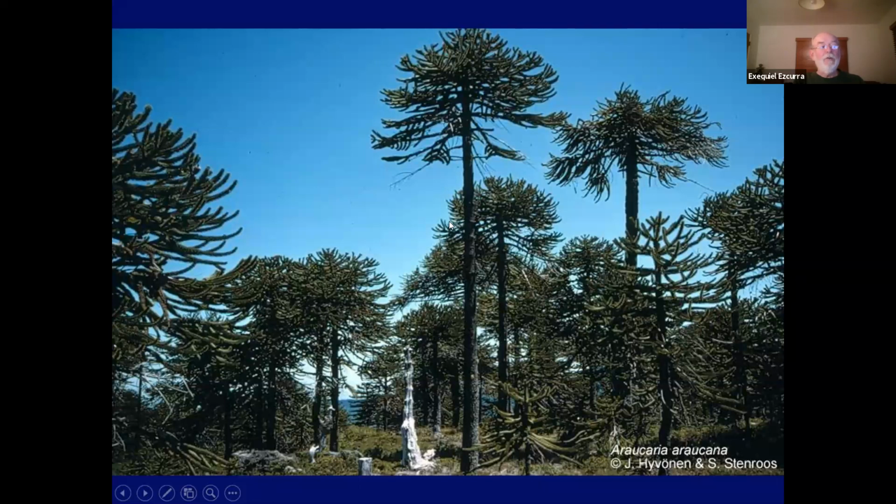And basically what Emiliano showed is that 120 million years ago, the earth looked pretty much like this. This is a photo of an araucaria forest in Chile. And araucarias are known as monkey puzzles. They are very interesting trees.